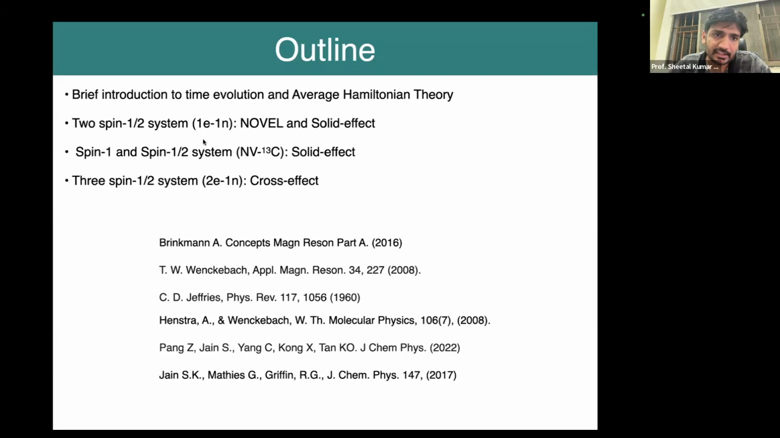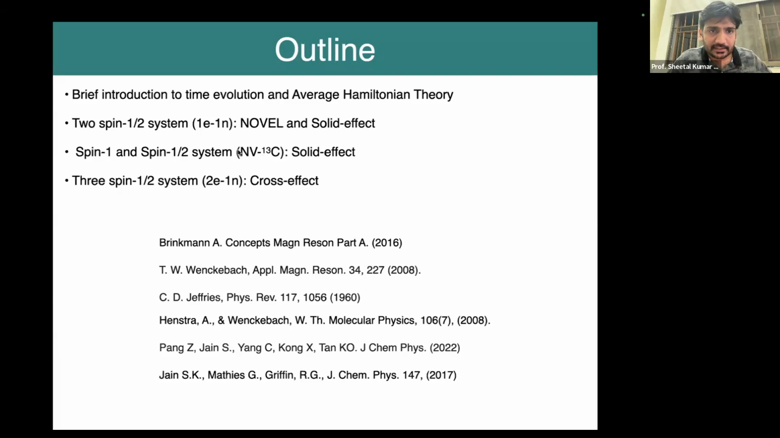Then I'll discuss three particular cases where we can use average Hamiltonian theory. The first case will be one electron, one nuclear spin system, and I'll restrict it to only these two mechanisms. There are plenty of other mechanisms that have been proposed and demonstrated. But if you understand these two, the theory can be extended to others as well.